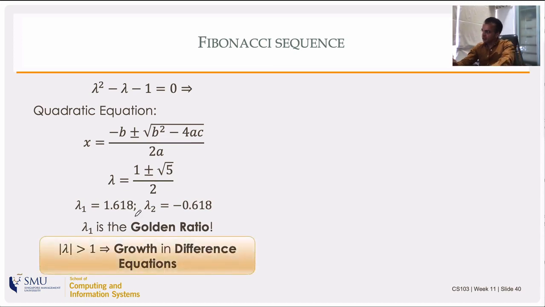Now, the absolute value of lambda 1 is more than 1. The absolute value of lambda 2 is less than 1. So the statement I'm going to make is that the sequence is going to grow as lambda 1, because that is what we call the dominant eigenvalue, the highest in terms of absolute value, and it is more than 1. So the system is going to grow exponentially, and the growth rate is going to be 1.618. So if I take the 100th Fibonacci number divided by the 99th Fibonacci number, that ratio is going to be very close to lambda 1.